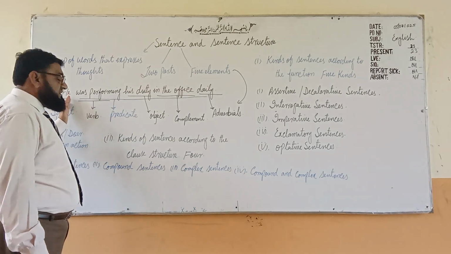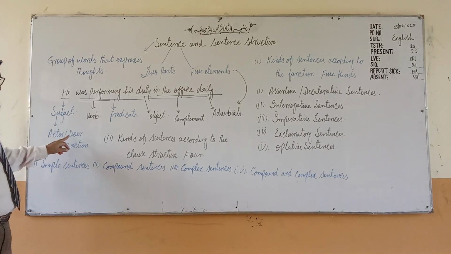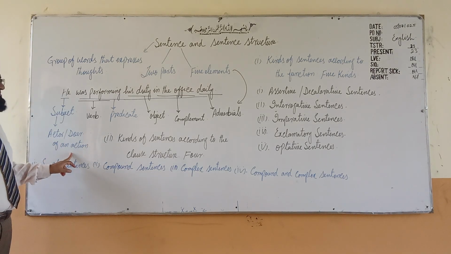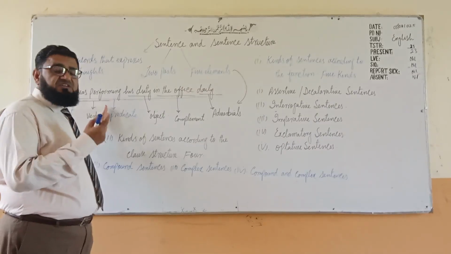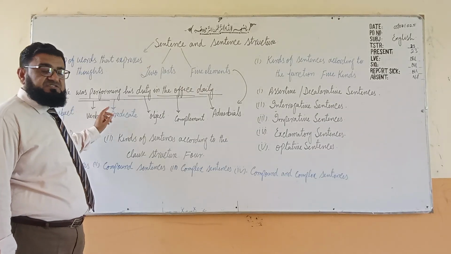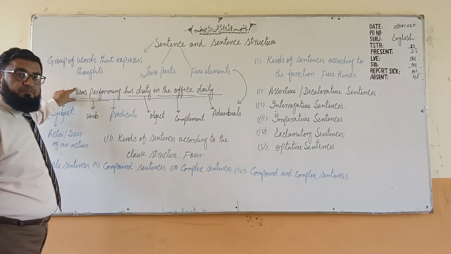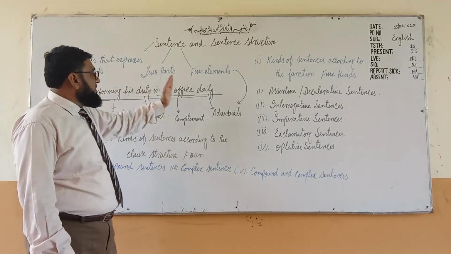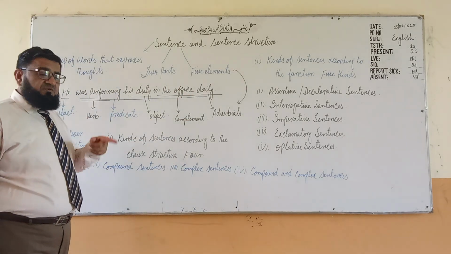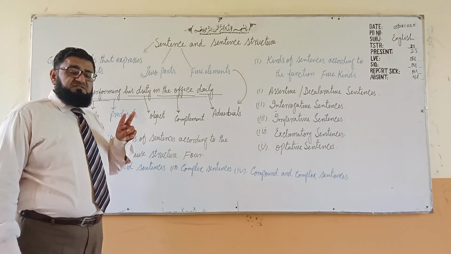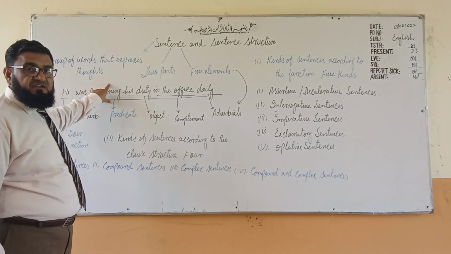The subject is an actor, the doer of the action. And what is the predicate? The part of the sentence other than the subject is called predicate, from 'was' up to 'daily'. This whole part is called predicate. So always keep in mind that a sentence contains two parts: one is subject, another is predicate.